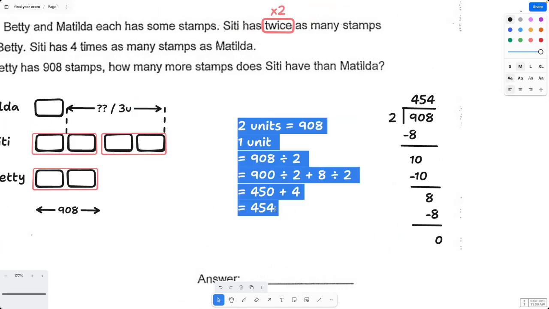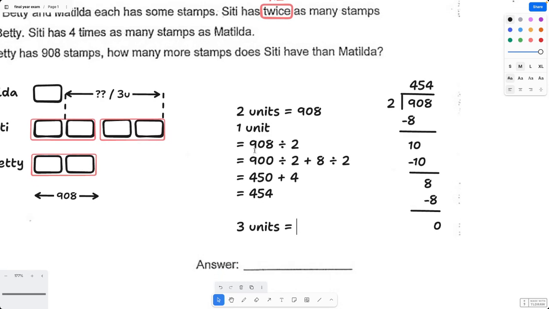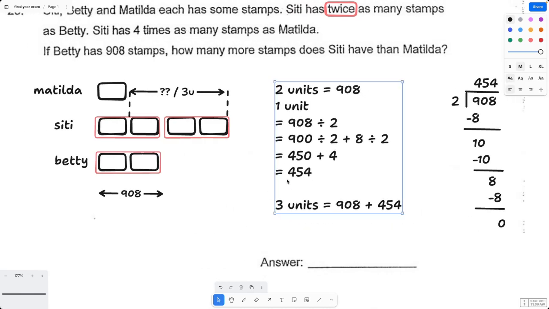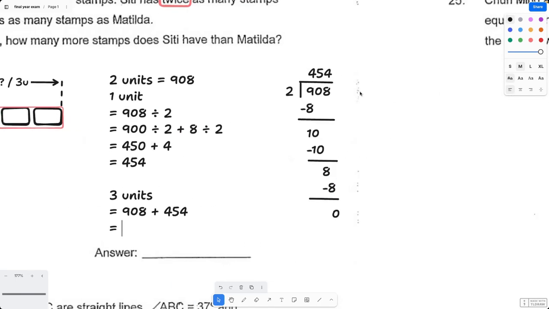So what we want to get is the difference, which is 3 units. So 3 units is equal to 2 units plus 1 unit. So it's basically 908 plus 454 in this case. So let's do the working for 908 plus 454.